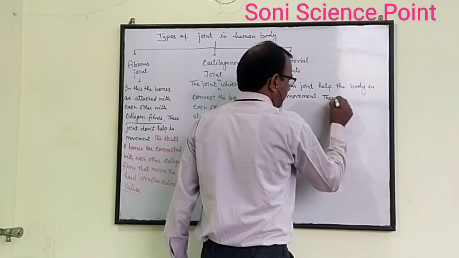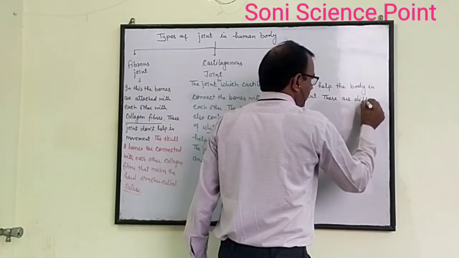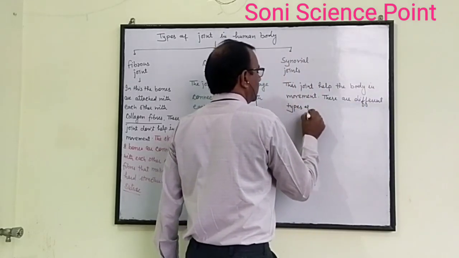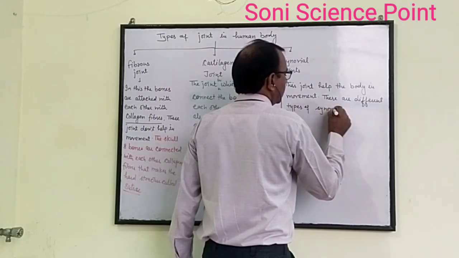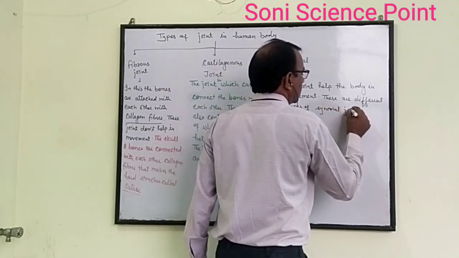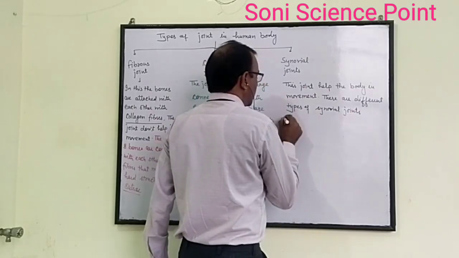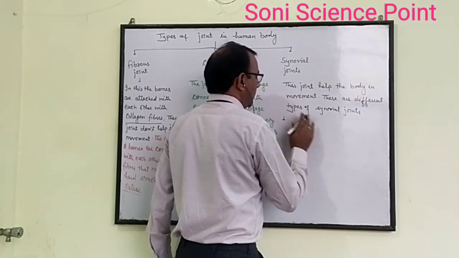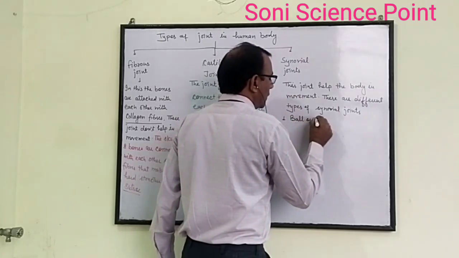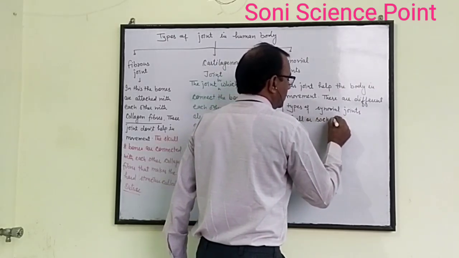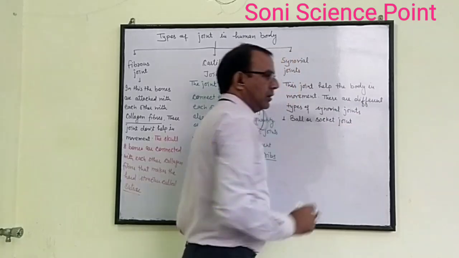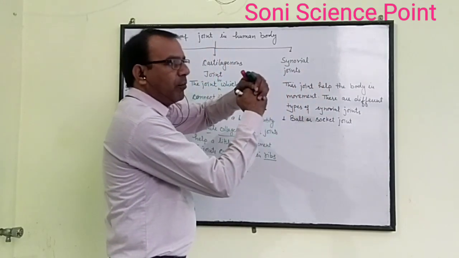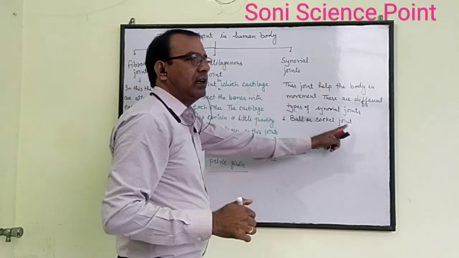There are different types of synovial joint. For example, the cup or socket, ball and socket joint. This is present in our shoulder. One bone contains a cup-like structure and the other is a ball-like structure. So this is called a ball and socket joint.